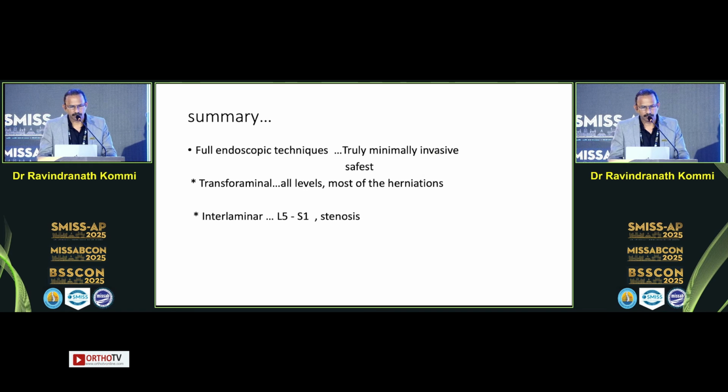So summary-wise, full endoscopy techniques are truly minimally invasive, and both are complementary, whereas transforaminal can be used at all levels, most of the herniations, where interlaminar can help in L5S1 as well as in stenosis.